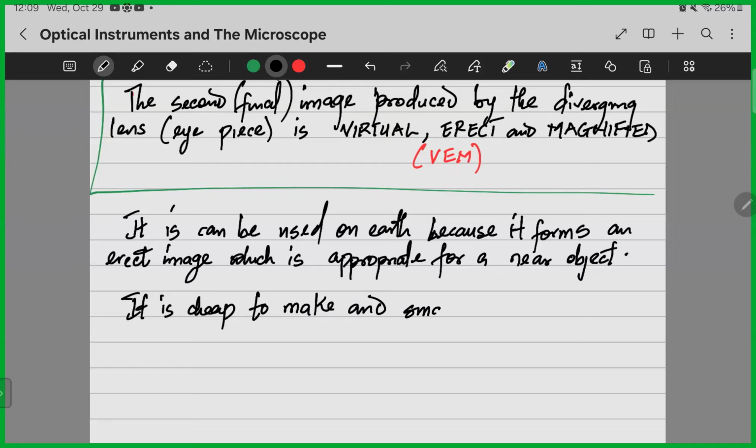Why, if I want to talk about the disadvantages, I will say it has a small field of view. Take note of that. And then I will say it has poor magnification.